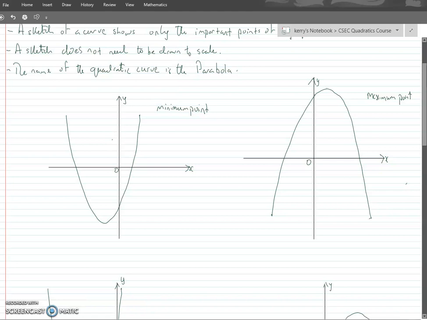Now, for you to draw these sketches, you need to know certain important things off of the graph. First of all, for a sketch, always put in the two variables, y and x. So you have them here. And you always put the origin if the origin is there. The next thing that you need to know is if it is a minimum point or a maximum point. Now, let me fill in some numbers here for you.